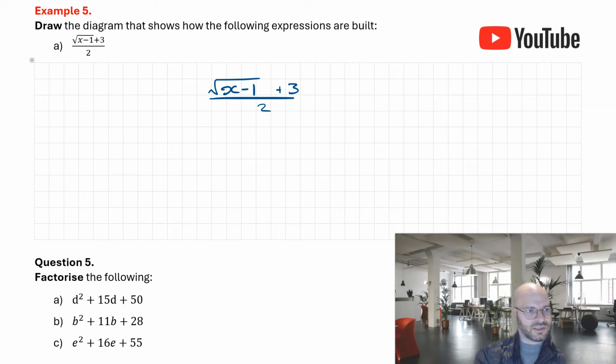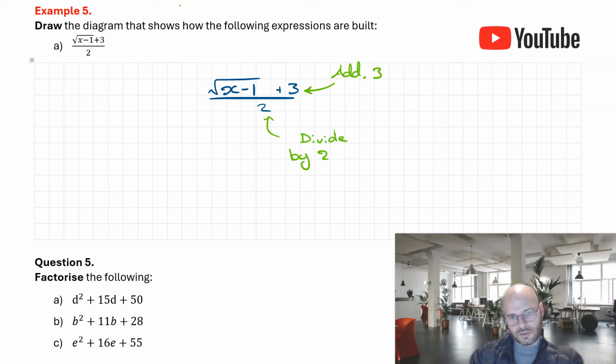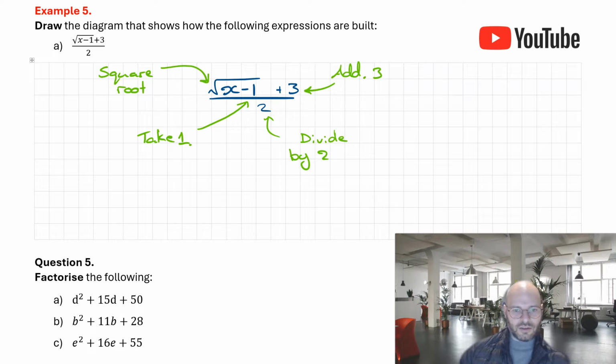Let's have a look at how this expression is constructed. We have a divide by 2. We have an addition of 3. We have a square root. And then we have a take 1. So we have 4 different operations here. Now let's have a think about how all of these go together. Firstly, we have addition, we have divide, we have take 1, and we have square root.